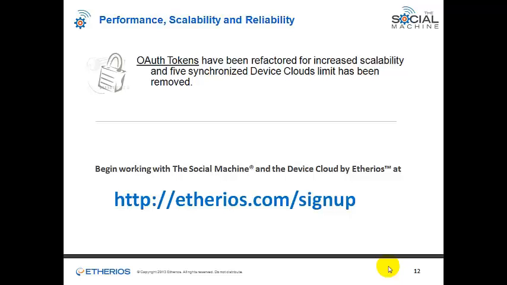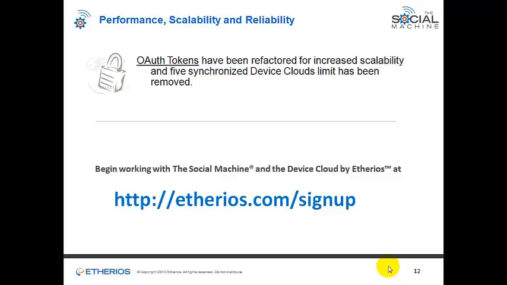So with 4.0, OAuth tokens have been refactored for increased scalability. For our customers managing many device clouds, we've now removed that limit of 5 synchronized device clouds for a social machine instance. Now that limit's been completely removed, and the OAuth tokens can scale to our larger customers.